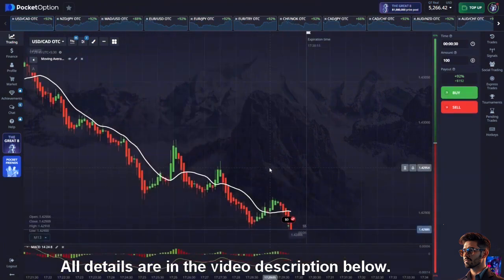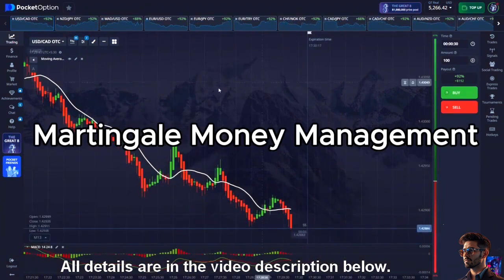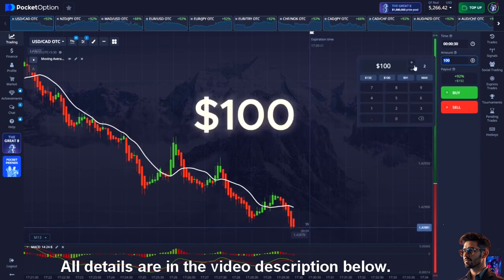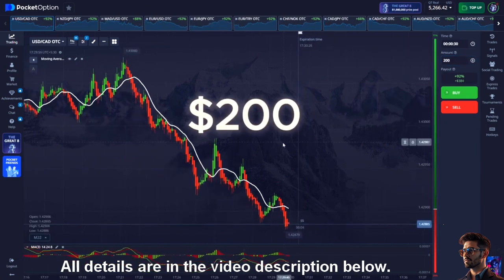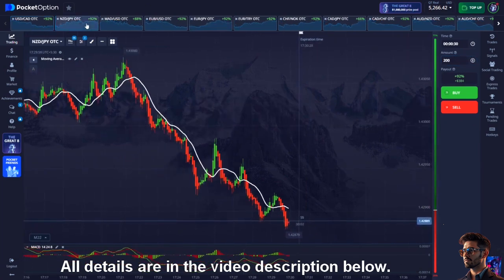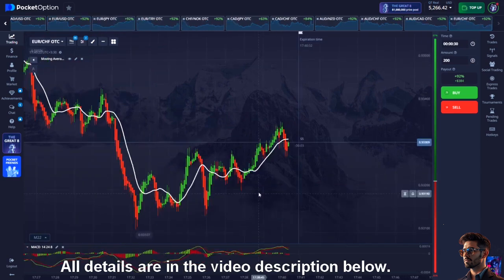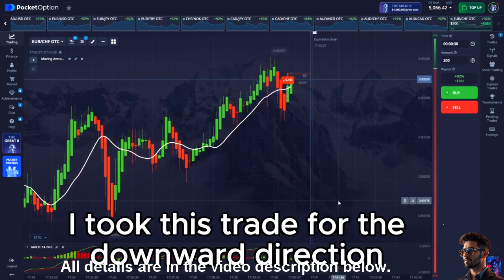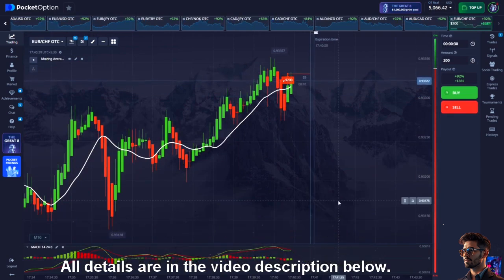We'll make profit with the help of money management, which is called martingale money management. Last time we took a trade for $100, so now we'll take a trade for $200. So let me find some market where we can recover our loss. Okay, here I got an opportunity. I took this trade for the downward direction of $200, as per our money management.